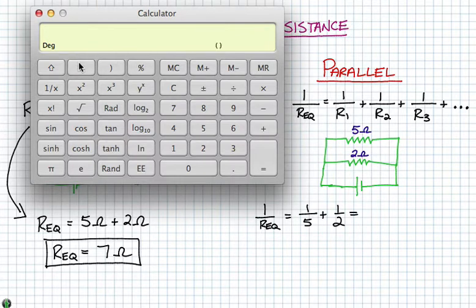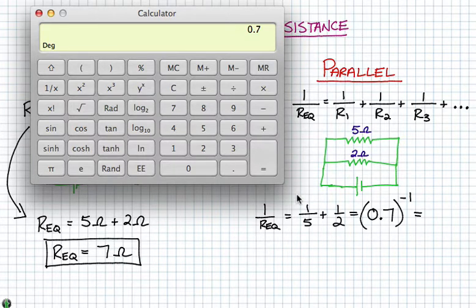If I take 1/5 and I add to it 1/2, which again, all we're doing is adding up the reciprocals of our resistors, what I wind up with is 0.7. If you simply add your reciprocals together and raise your result to the -1 in your calculators, that will give you your total equivalent resistance.